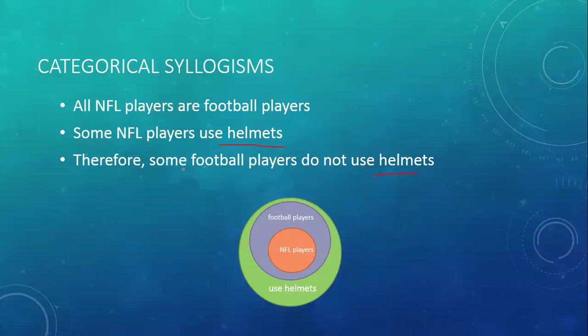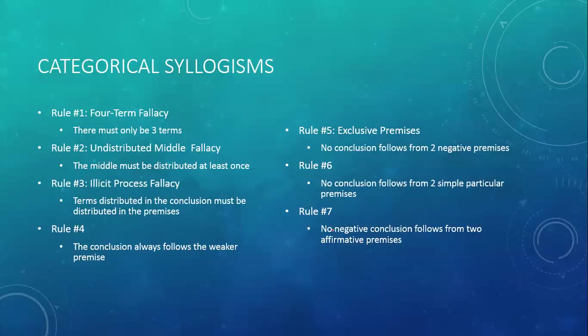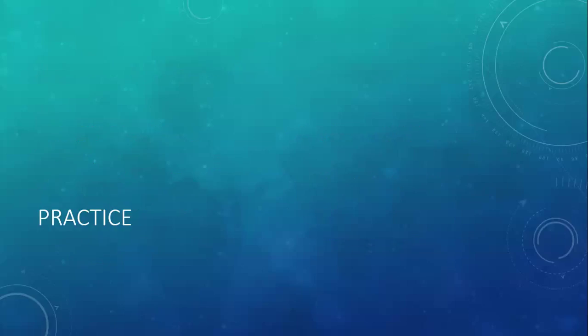So something's wrong here. What's wrong is that you have two yeses, and down here you have one no. You can't get a negative conclusion from two affirmative premises. That's the problem here. So rule number 7: no negative conclusion follows from two affirmative premises. And with that, it's practice time.